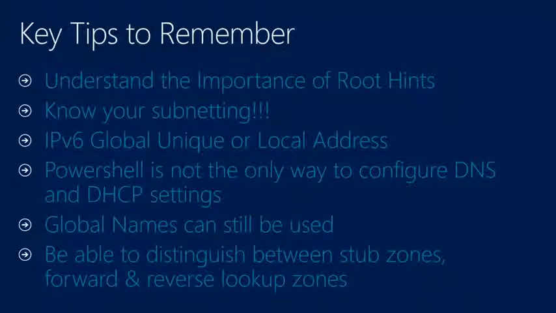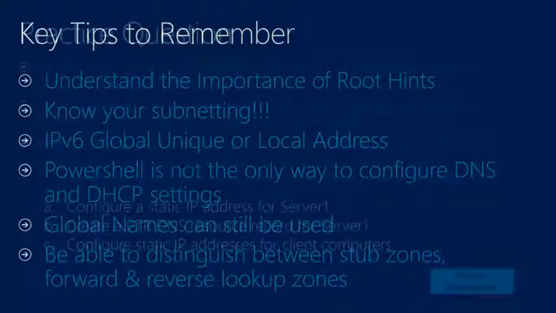Know the difference between global unique or local addresses, so that you know whether it starts with an FD00, and when to figure out what type of network, what type of IPv6 address it is. They're actually encoded differently. And PowerShell is not the only way to configure DNS and DHCP. I didn't mention global names. Global names is sort of a replacement of WINS, right? So that was introduced back in 2008. Make sure you know what global names are and when you can actually use them.